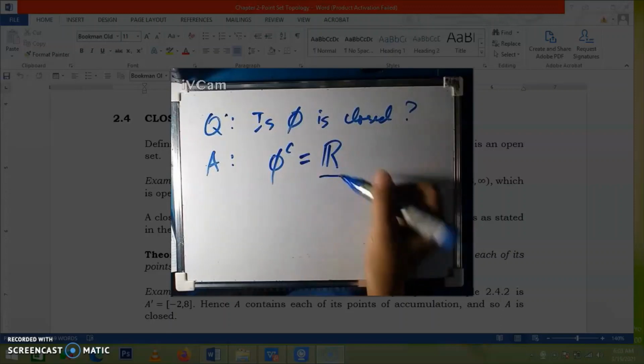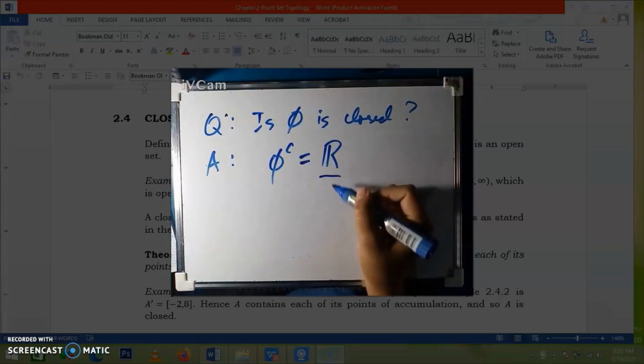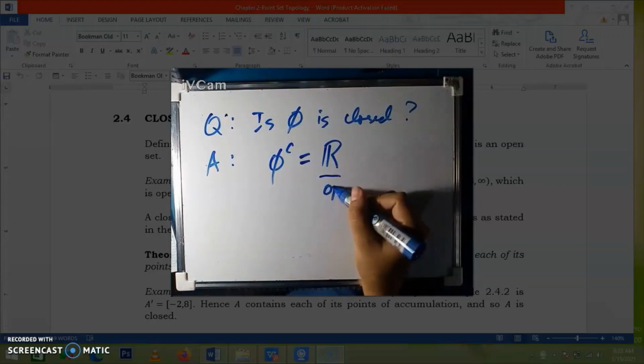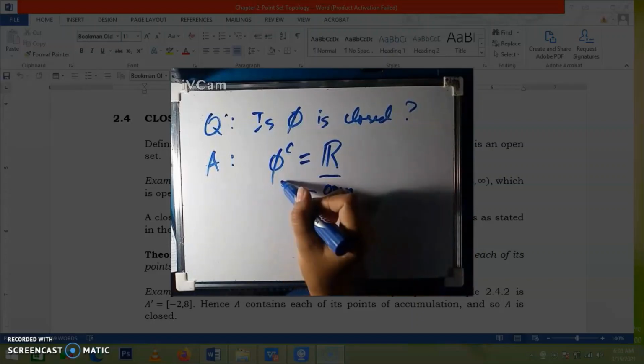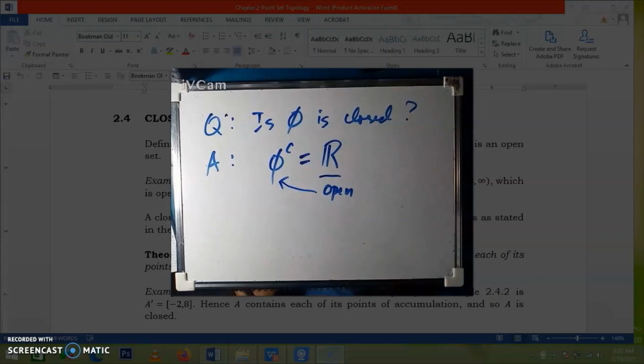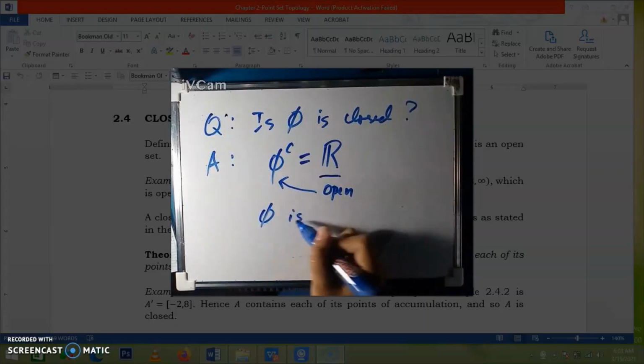In our previous discussion about open set, we concluded that the set of real numbers is open. Hence, we can say that the complement of an empty set is open. So by using the definition, if the complement of the given set is open, therefore the set itself is closed.